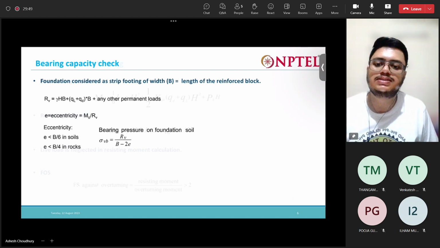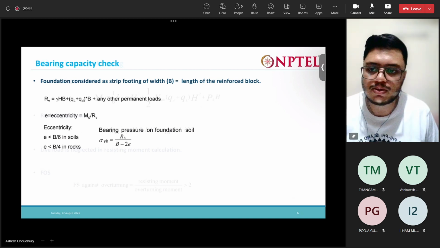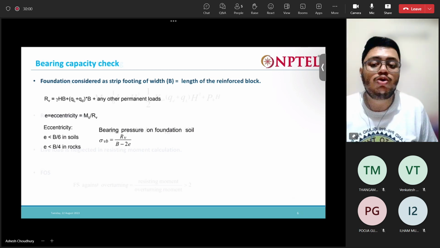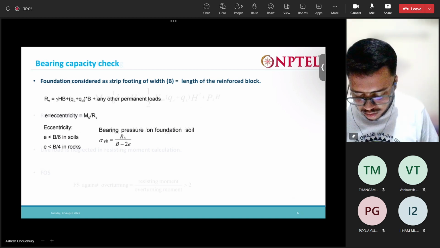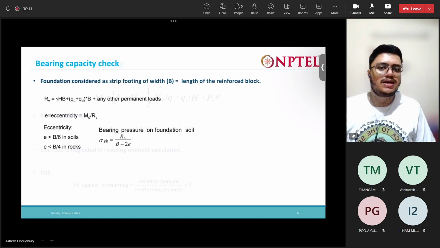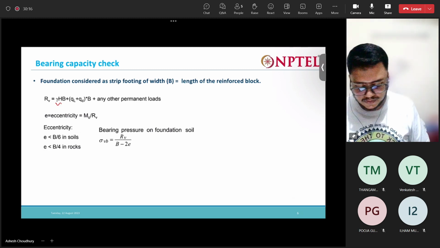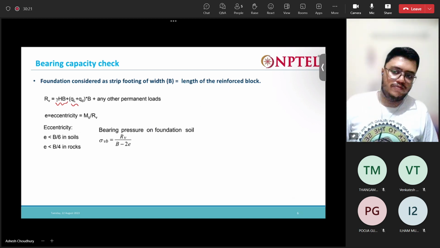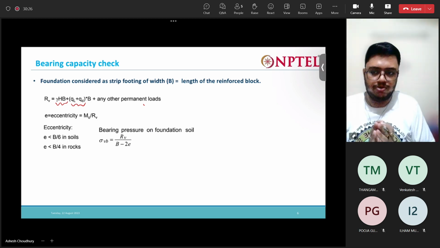Now the third thing is the bearing capacity check. For the bearing capacity check, first we need to determine the load, the vertical pressure that is coming on the foundation soil, right? The same loads will be contributing here. What are the vertical loads? First is the weight of the soil mass, and then the weight of the surcharges due to the dead load and the live load, plus any other permanent loads. So that is contributing to the vertical load.